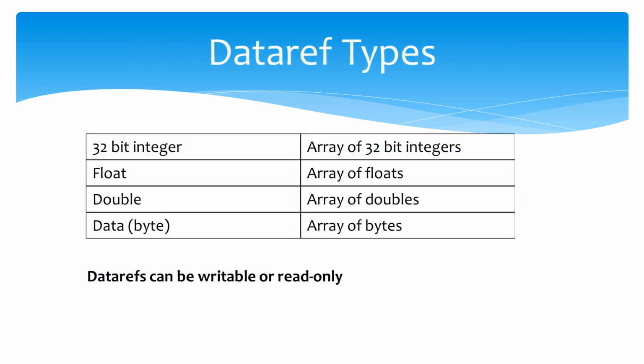Okay, data ref types. So you heard me talk about this a little bit. Data refs come in a couple of different flavors. One, or the most common one, is simply a 32-bit integer. And in some cases you can have arrays of 32-bit integers. In other words, the data ref actually represents not just one integer, but a group of integers that can be referenced with an array index.